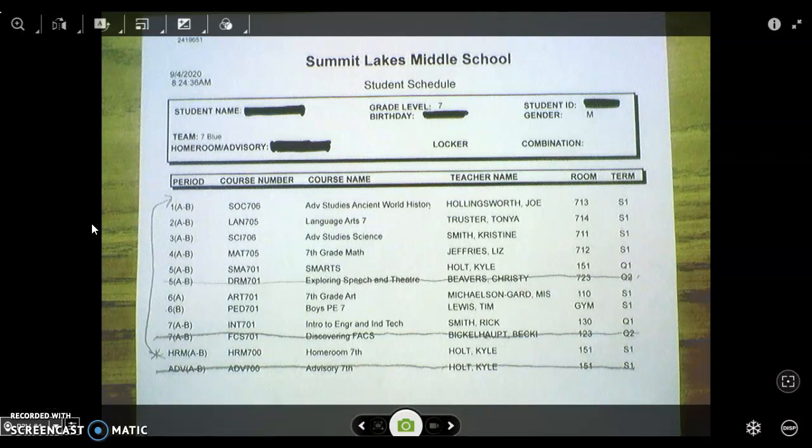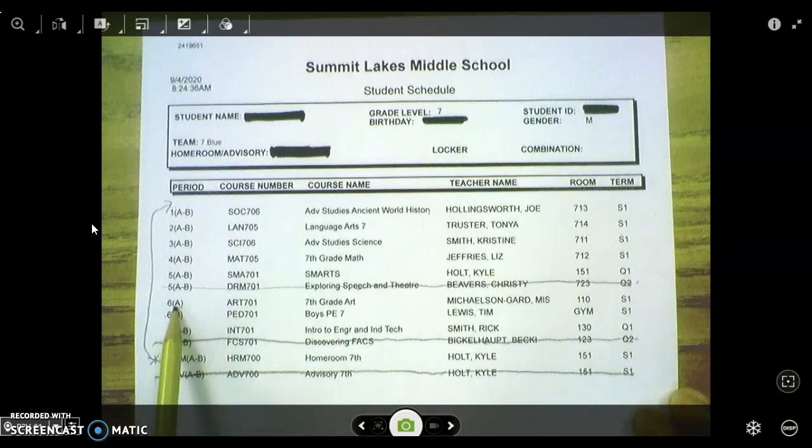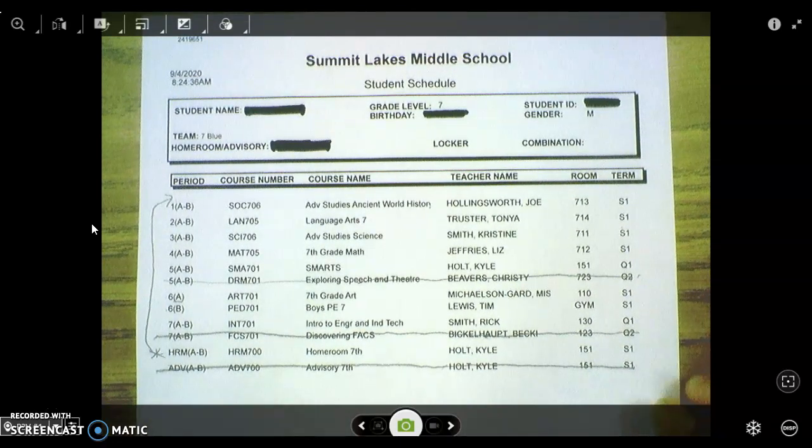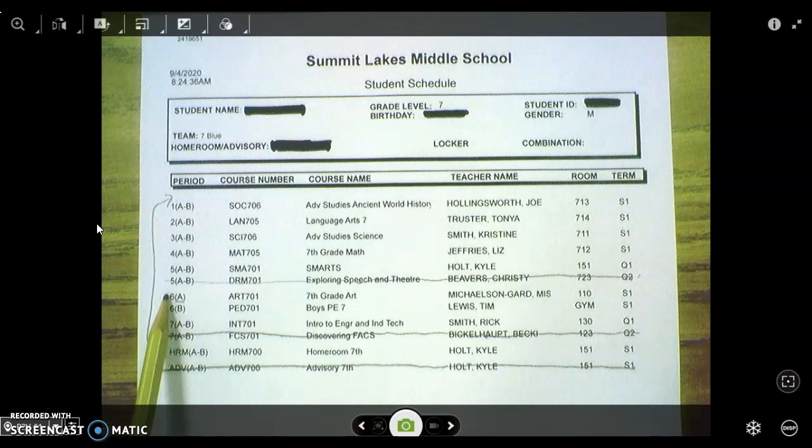For 7th graders, your A-day class will always be your art or your music class. So that's your A portion of your schedule. Your B class will always be PE. So for this particular student, in 6th hour, on A days, he will attend art, and on B days, he will attend PE. Okay? When we're here in person, you go each day, it just alternates. You go to art one day and PE the next.